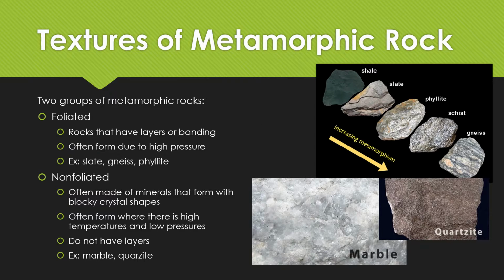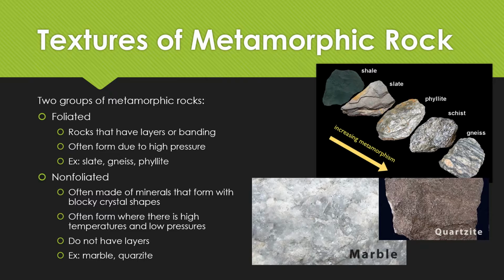So what are their textures? We talked about with igneous rocks that things could be fine-grained or coarse-grained. Well, with metamorphic rocks, we say that they are foliated or non-foliated. This kind of is talking about sheets or, I guess you could say, layers. So the foliated rocks have layers or banding in them.